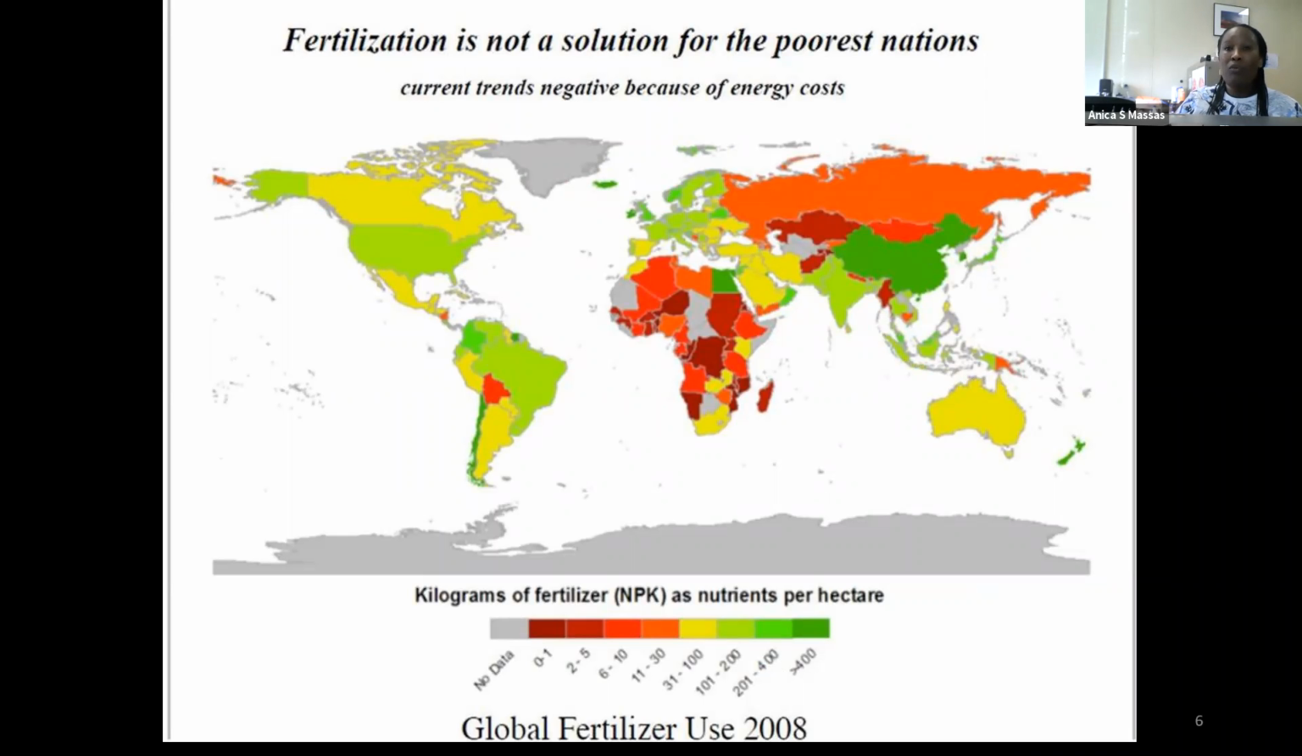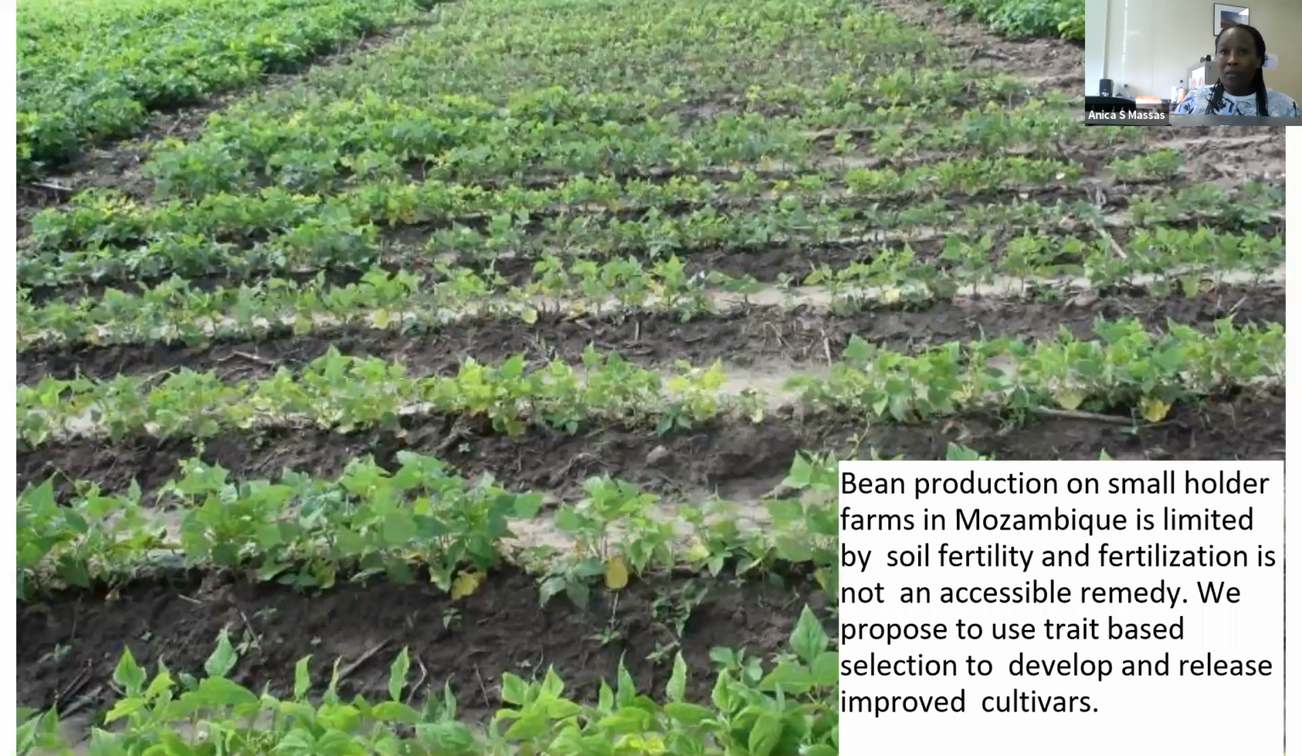We can focus more. For example, in Mozambique, we can see that the use of fertilizer is 0 to 1 kilogram per hectare. And this is nothing. Then talking about Mozambique, because I am from Mozambique, most of the agriculture in Mozambique is owned by small farmers. And we know that the soils in Mozambique are poor, they have very low fertility, and most of them don't have income to buy fertilizer.